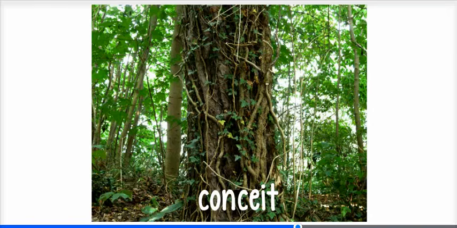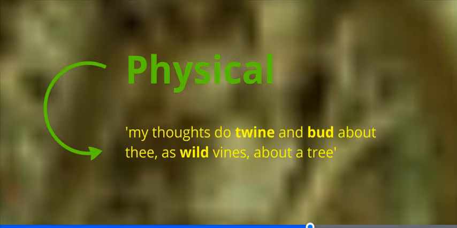She wants to wrap around him, intertwine herself with him. And her love, like a vine, is growing quickly, easily gets out of control. We see that in the poem, and that reflects the poet's intense and uncontrollable passion. So the image, the extended metaphor, the conceit of the vine, it works. But the language choice also backs that up. If we think about this quotation, "my thoughts do twine and bud about thee, as wild vines about a tree."